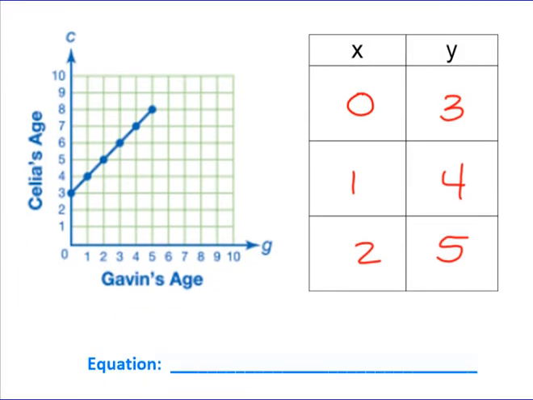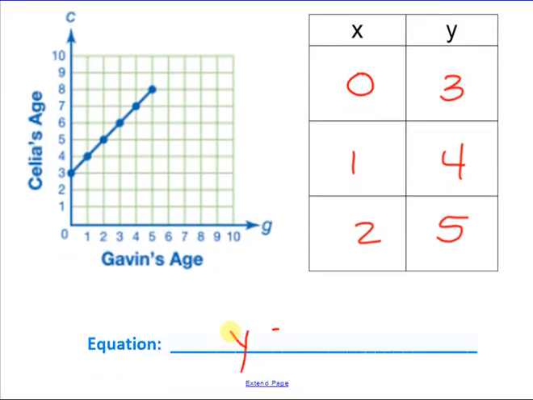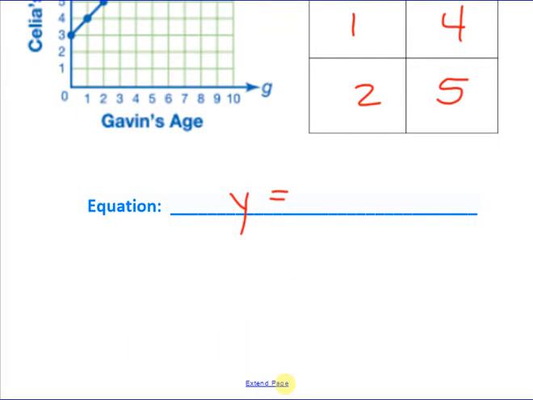All right. So our equation always starts with y equals. And so what's happening between x and y? And it looks like they are increasing by 3. So I'm going to do x plus 3, but now I'm going to go ahead and check my answer for each one.